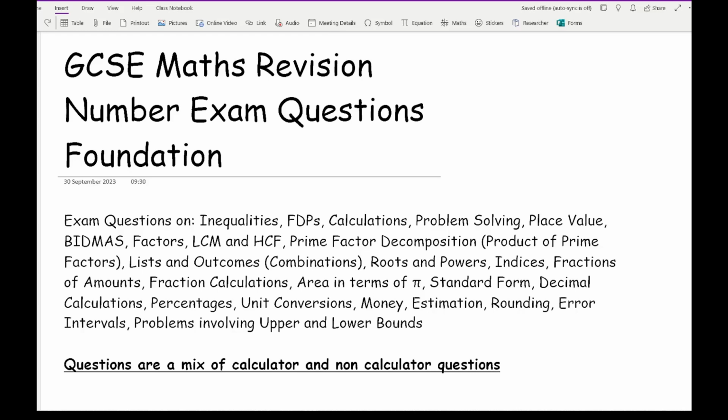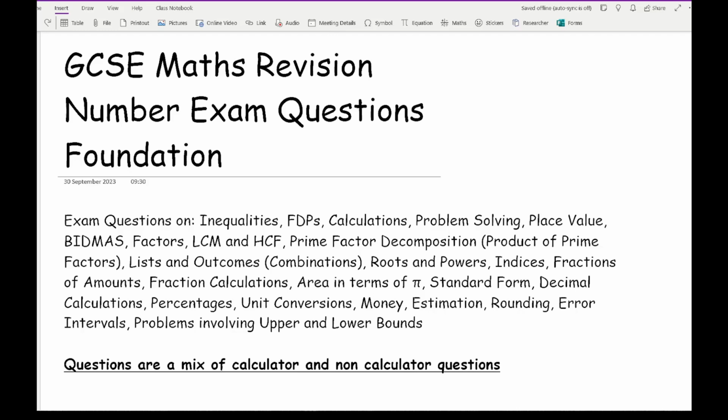Now the questions that we're going to go through are a mixture of calculator and non-calculator. It doesn't really specify which questions are non-calculator or calculator, but when it comes to revising, if you're not revising through past papers, I would always suggest try to answer the question without using a calculator, just to improve your general numeracy skills. But if you're really struggling, then reach for a calculator.